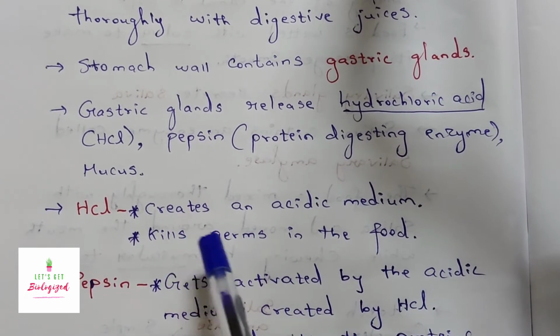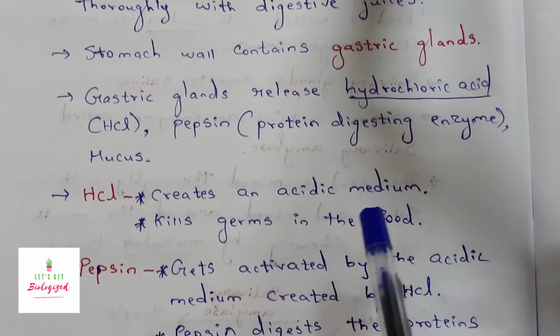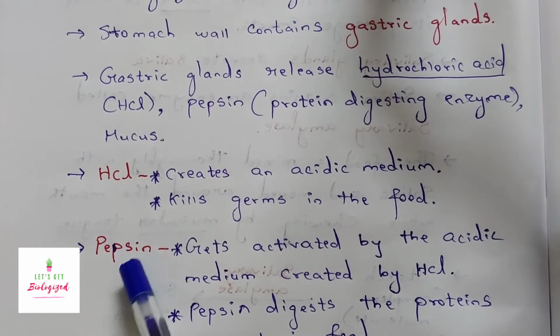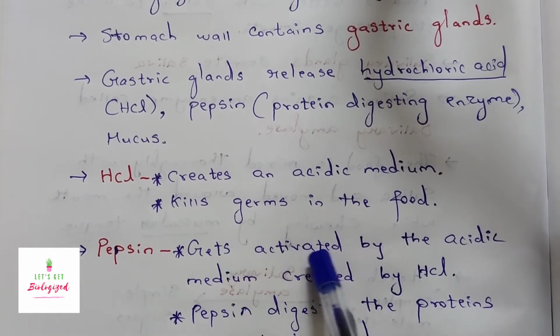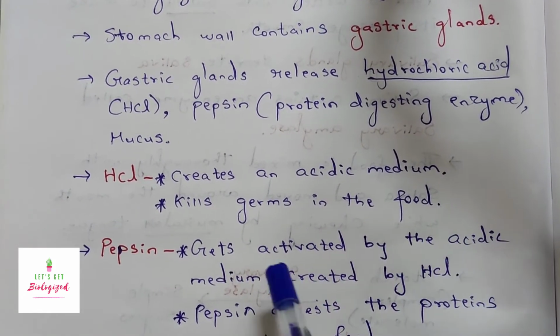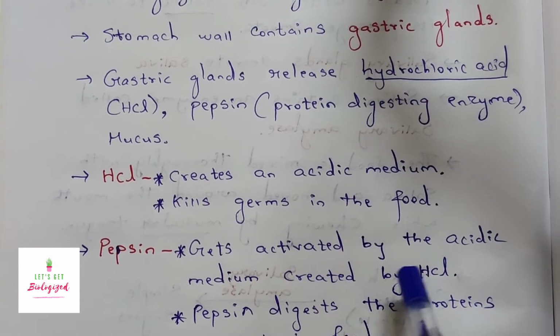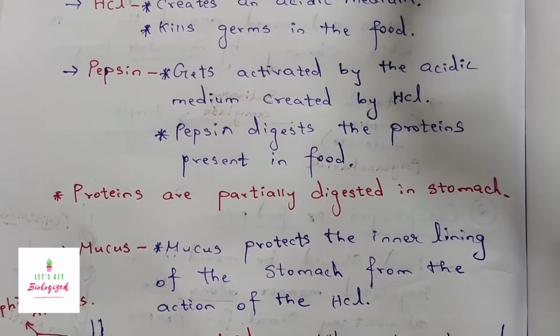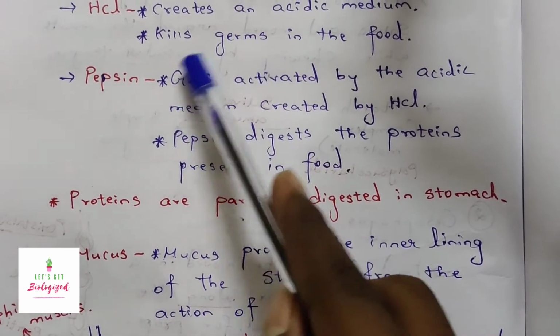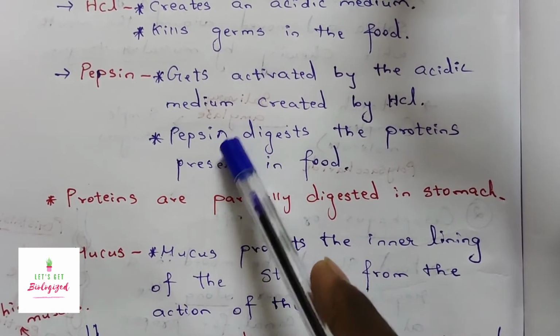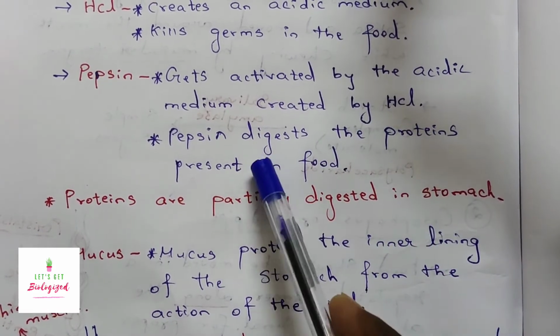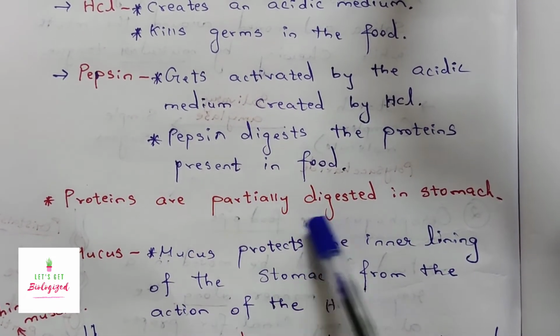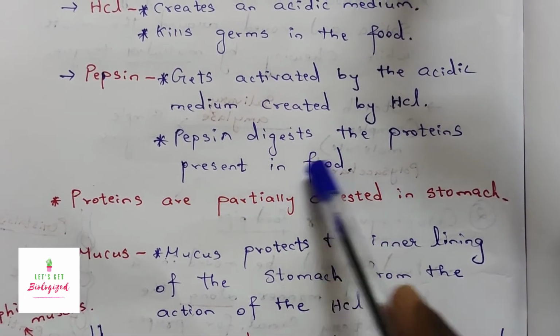HCl will create an acidic medium in the stomach, and it will also kill the germs in the food. Pepsin gets activated by the acidic medium created by the hydrochloric acid. This pepsin is the protein digesting enzyme which we have seen already. The very important point to notice here is that proteins are only partially digested in the stomach.